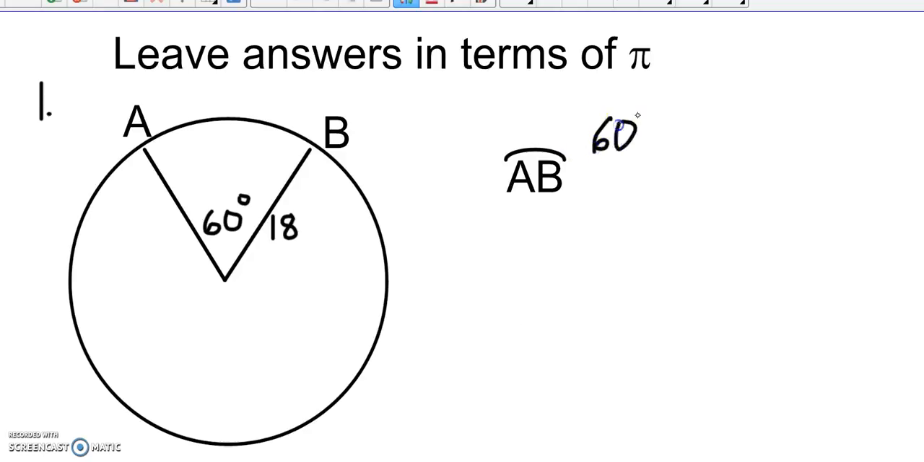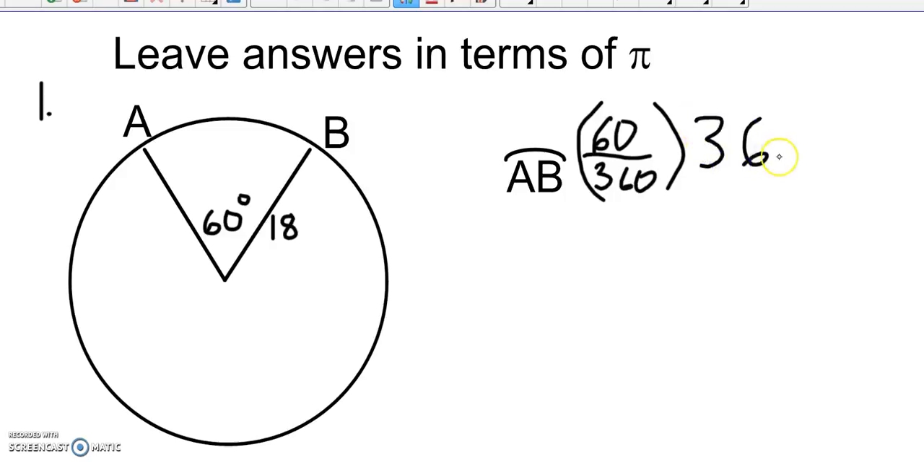Okay, so we do our 60 out of 360. And then we're going to multiply that by 2 times pi times radius. And 2 times 18 is 36, so 36 pi. So when I type that into my calculator, I'm going to hold off on typing in the pi. I'm just going to do 60 out of 360 times 36. And what the calculator tells me is 6, and so the answer is going to be 6 pi. I tack the pi on at the end when I'm writing the answer down or typing it in to IXL.